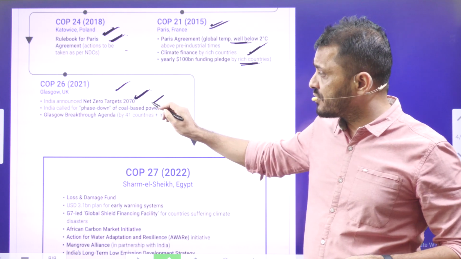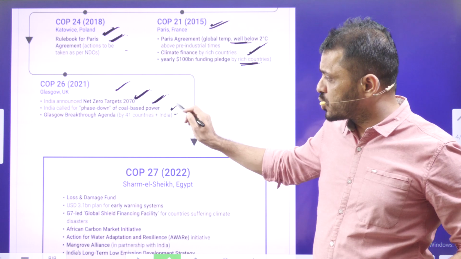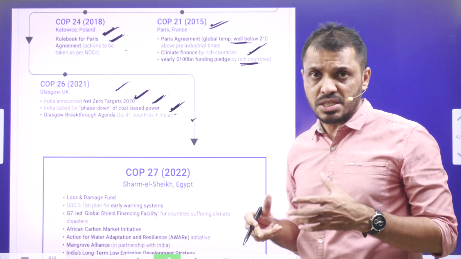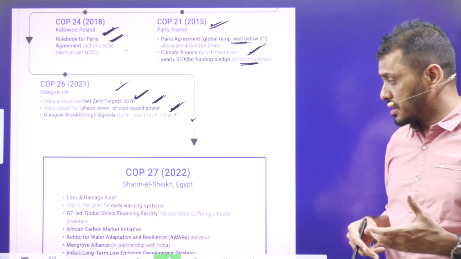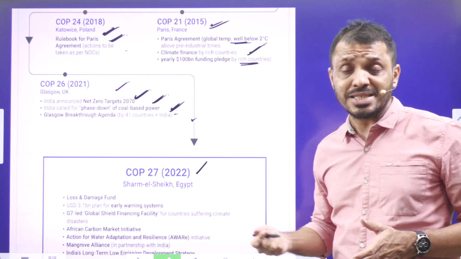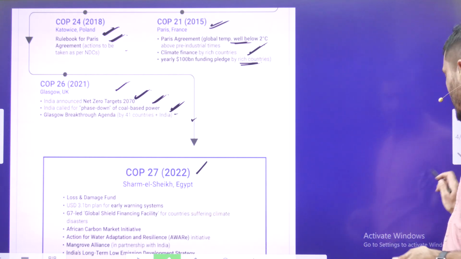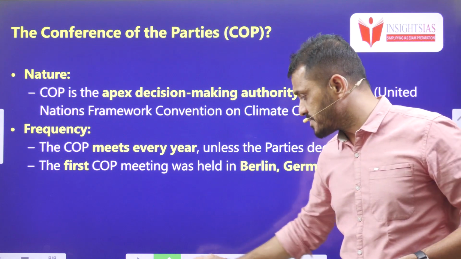And India called for a phase down of coal-based power plants, and the Glasgow breakthrough agenda was reached, and India announced its Panchamrit as well. COP27 Sharm el Sheikh, loss and damage fund, and the rest of the details we already discussed, African carbon market initiative and all these things.